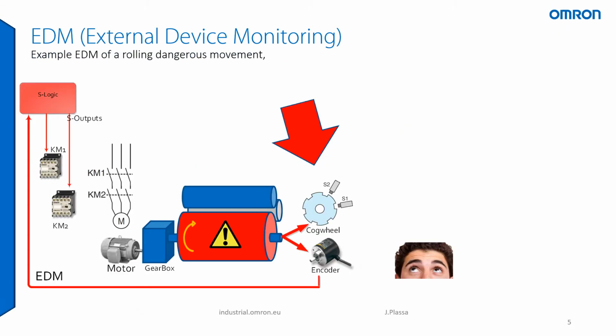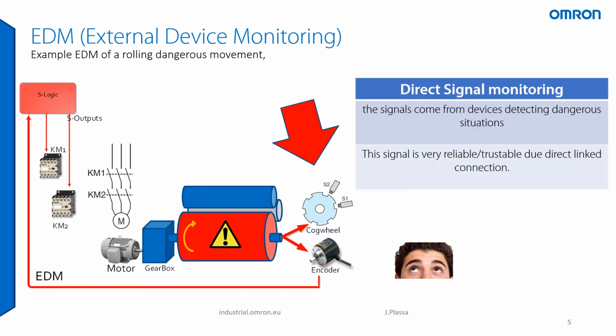Let's identify different external device monitoring systems. Here, following our previous example, the source of the signal is attached directly to the dangerous movement. You can see the cogwheel or the encoder directly attached. With this direct signal monitoring, we have a very reliable and trustable direct connection. So this EDM function managing the logic is providing a very trustable signal.